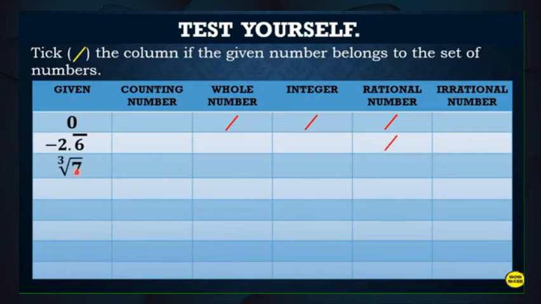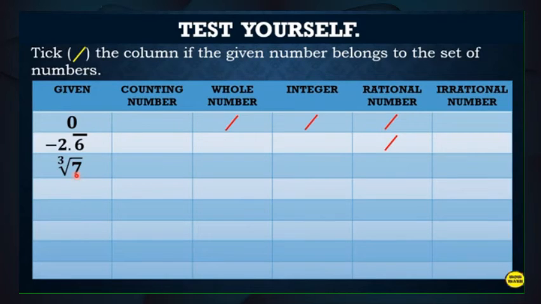So, since this is not a perfect cube, pag sinabi nating perfect cube, halimbawa 8. So, the cube root of 8 is 2. Why 2? Because if we will be multiplying 2 three times by itself, 2 times 2 is 4, 4 times 2 is 8. So, therefore, 8 is a perfect cube.